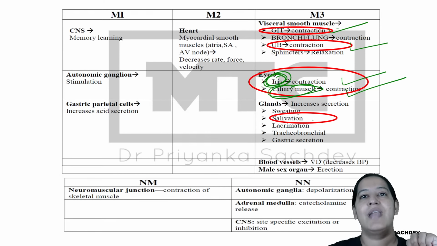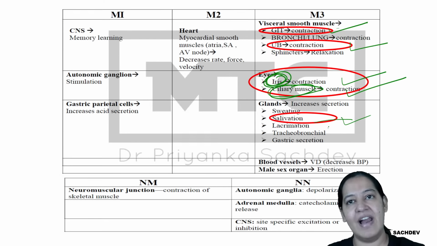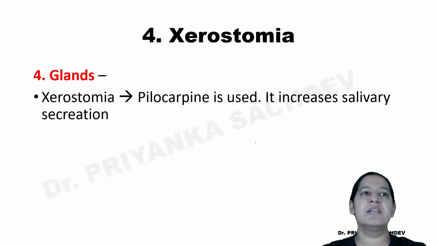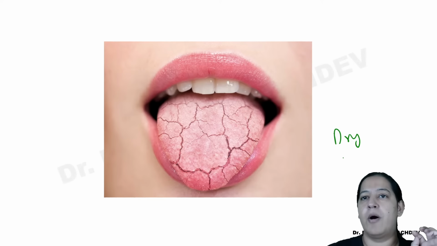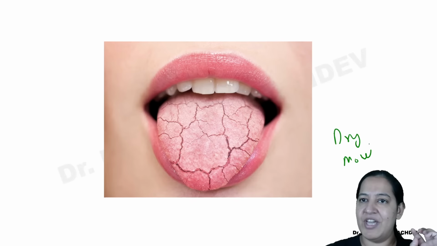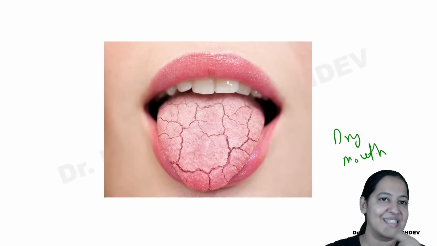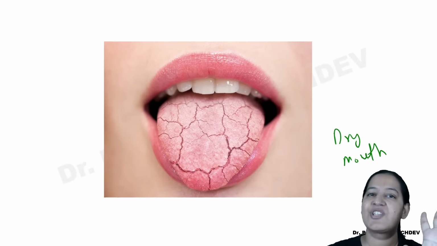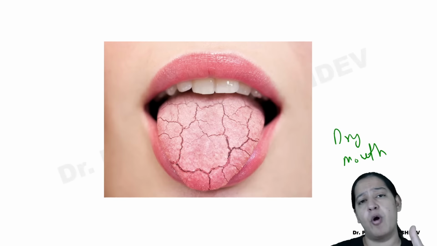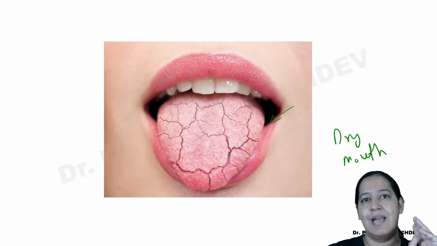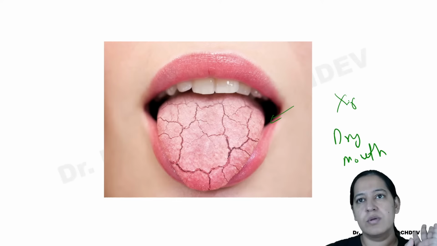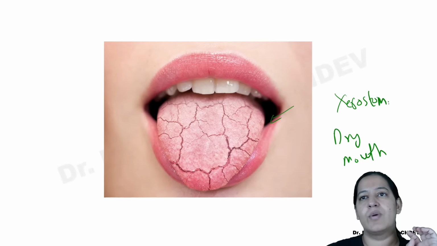Coming to the next use: the salivary gland. In the salivary gland it increases the secretion. The name of the disease here is xerostomia. What is xerostomia? Dry mouth. A patient will come to you and say, doctor, I am having less saliva in my mouth, my mouth is always dry. I can't eat, I have a problem in eating. My mouth is feeling dry all the time. So salivary gland production is less, and the patient is having xerostomia.